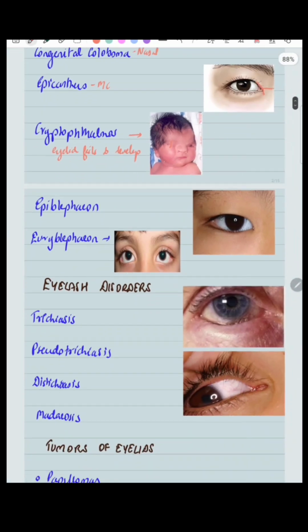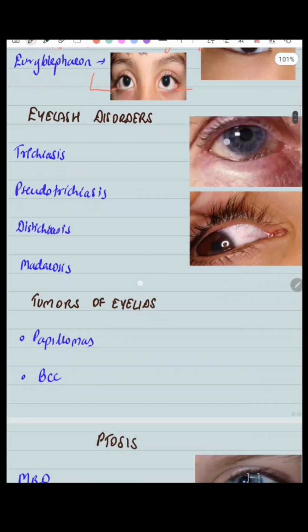Next is epiblepharon. Epiblepharon is a horizontal fold of tissue right over the lower lid margin here. The tissue lies above the lower eyelid margin. Next is euryblepharon. It is a horizontal widening of the palpebral fissure. Here you can see the horizontal widening of the palpebral fissure.